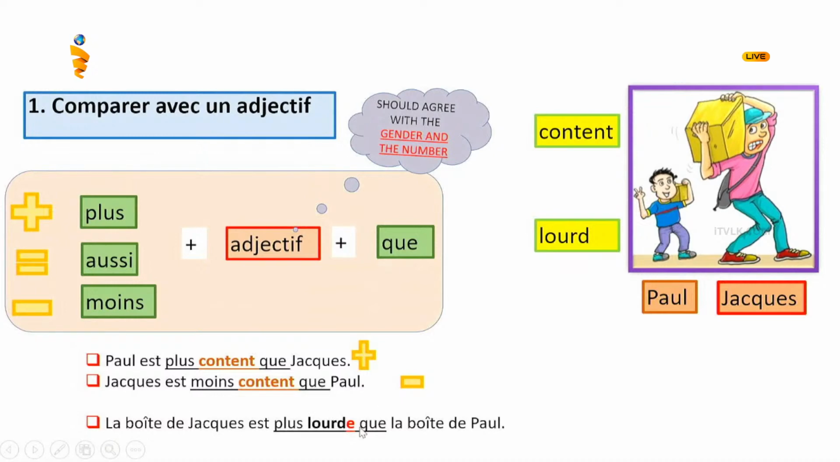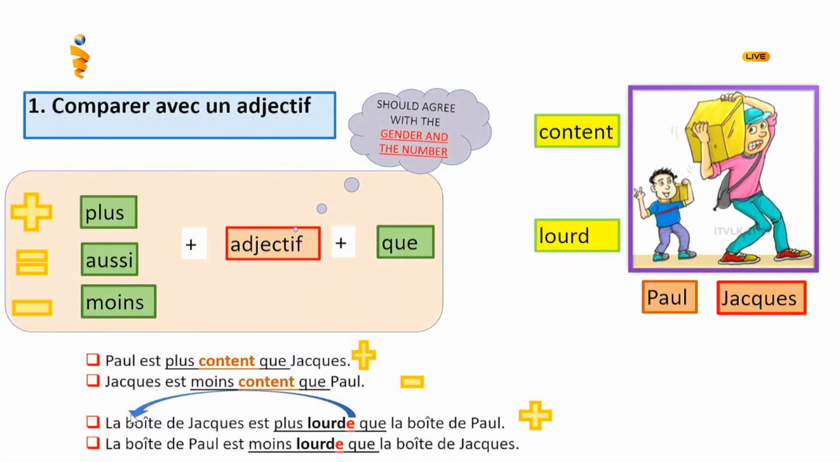Even here, children, can you see the E at the end? That is because la boîte is feminine. That is why you have to agree with the gender of la boîte, so you have E at the end. Okay, another sentence: la boîte de Paul est moins lourde que la boîte de Jacques. The other way around.